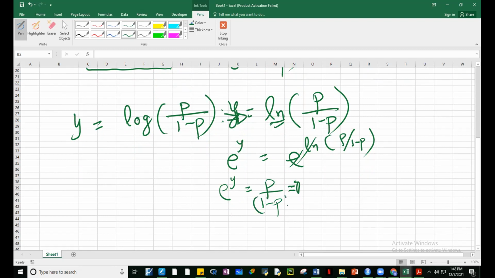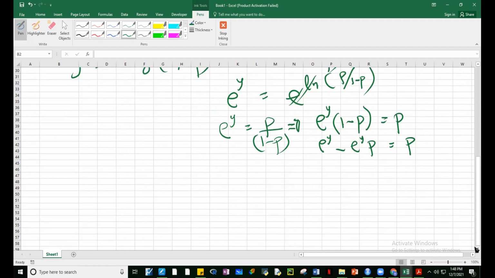Okay, then let's transpose this. You have e to the y times 1 minus P is equal to P, di ba? Transpose, and then we can distribute: e to the y minus e to the y times P is equal to P. Okay, so simple arithmetic lang yan, guys. Simple algebra.